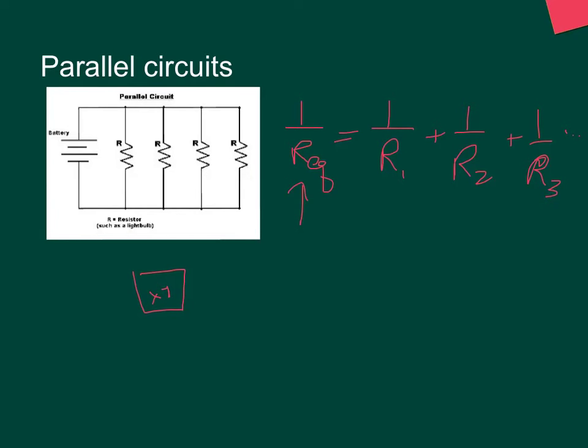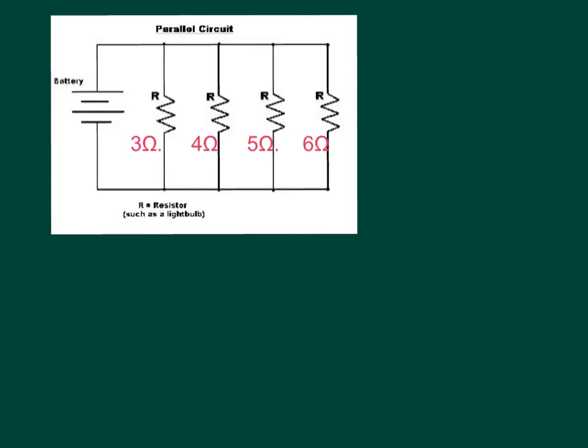So let's just do one quick practice, because series is really easy. You're just going to add them up. That's not a big deal. But let's do one quick practice problem with parallel, just to show how it would work. Okay, so let's say we had this parallel circuit where we had a 3 ohm, a 4 ohm, a 5 ohm, and a 6 ohm resistor on it.